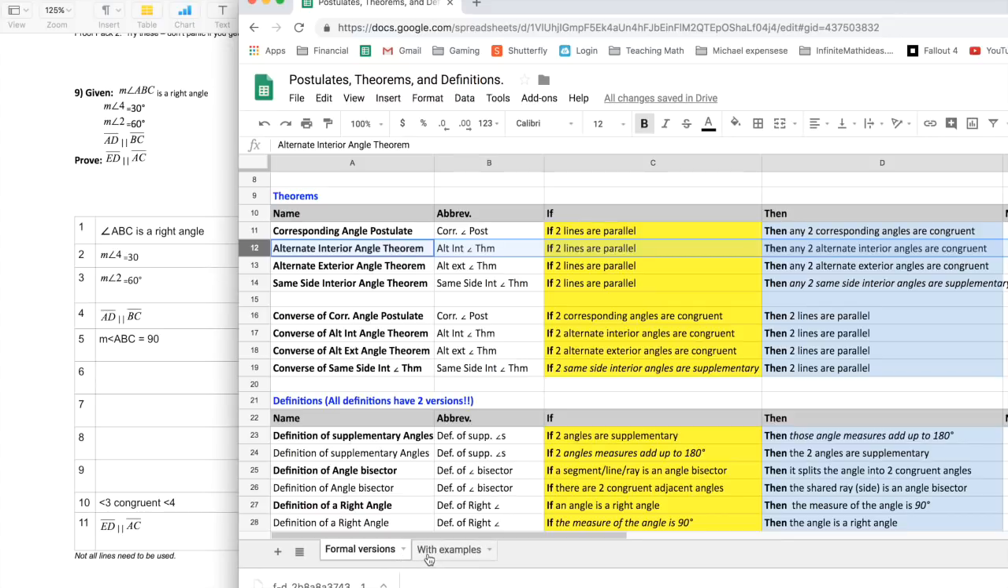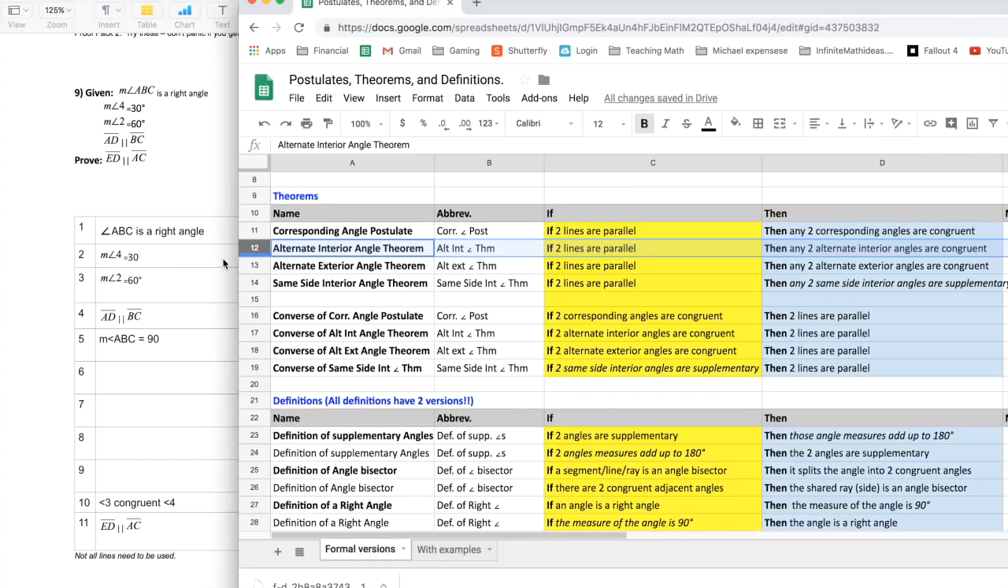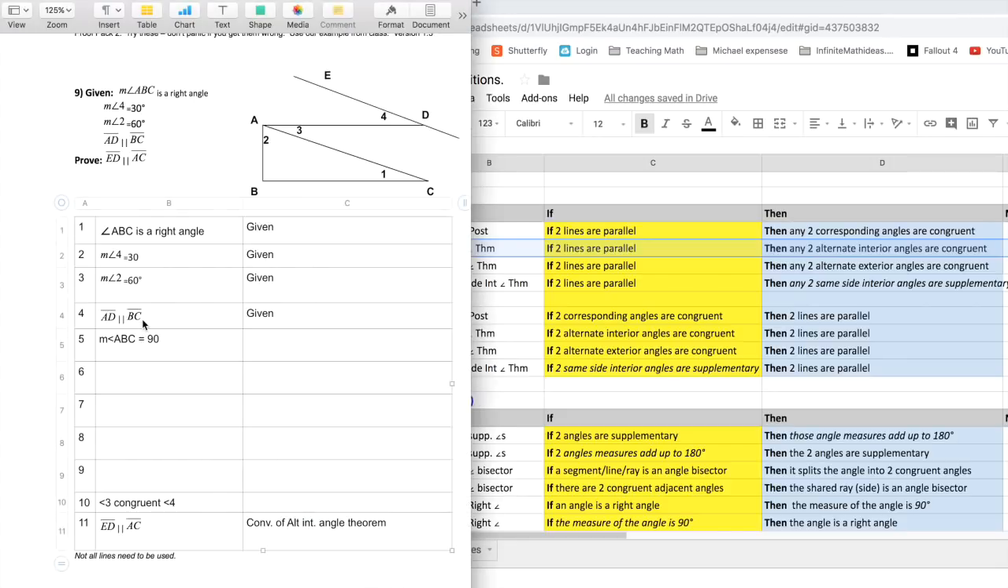By the way, if you click on this little tab down here, you'll see examples, which may help you more. And there's actually a chart over here. If you want to switch between these two, you might find one more useful than the other. But this is the formal version here. So these two lines being parallel, this line 4, is going to lead us to the conclusion, the "then" of the alternate interior angle theorem, which says that angle 1 must be congruent to angle 3.